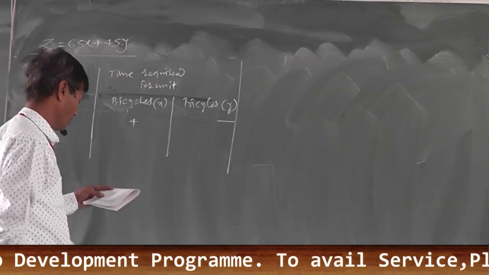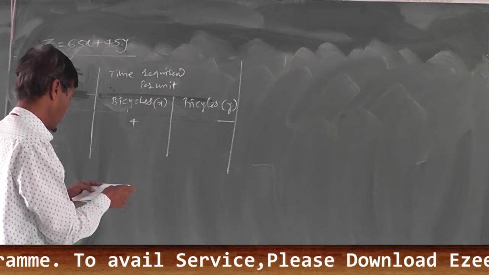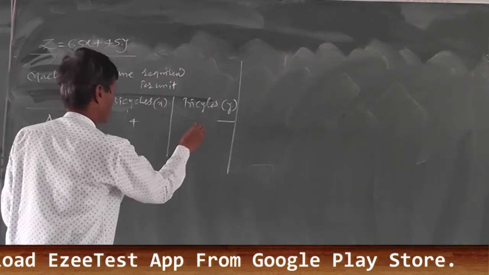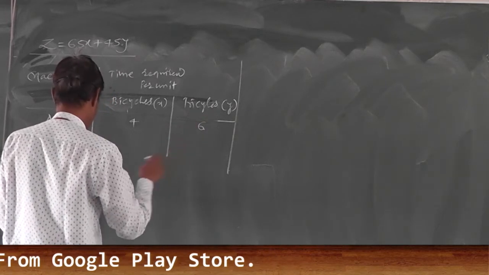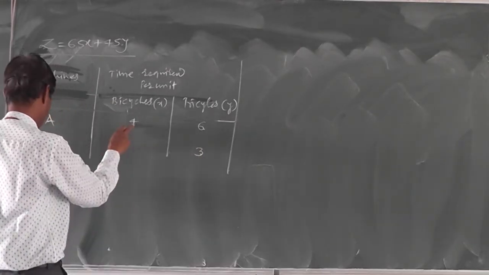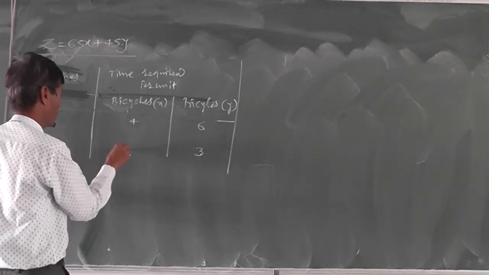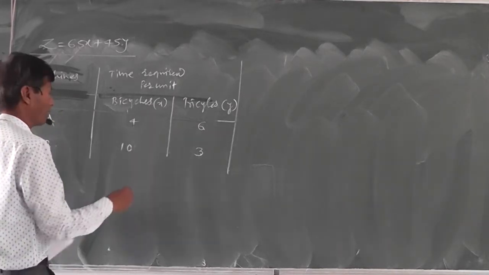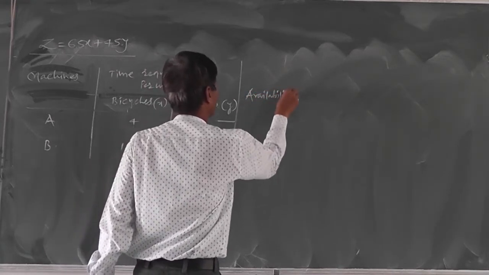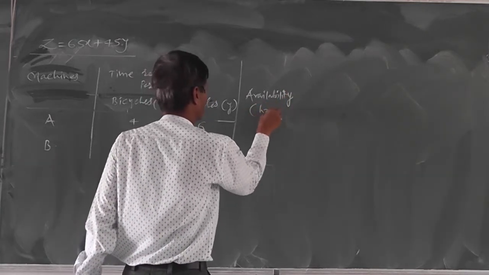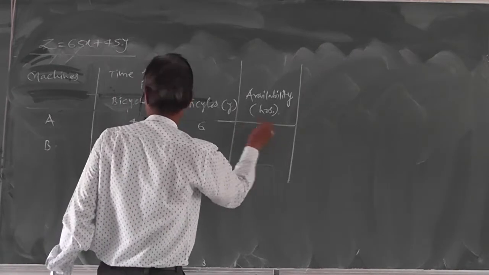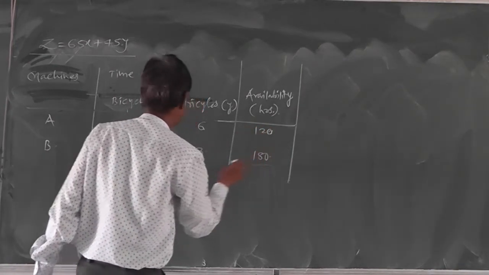In this problem, manufacturing tricycles requires 6 hours on machine A and 3 hours on machine B, and manufacturing a bicycle requires 4 hours on machine A and 10 hours on machine B, and availability in hours is $120 for machine A and $180 for machine B.